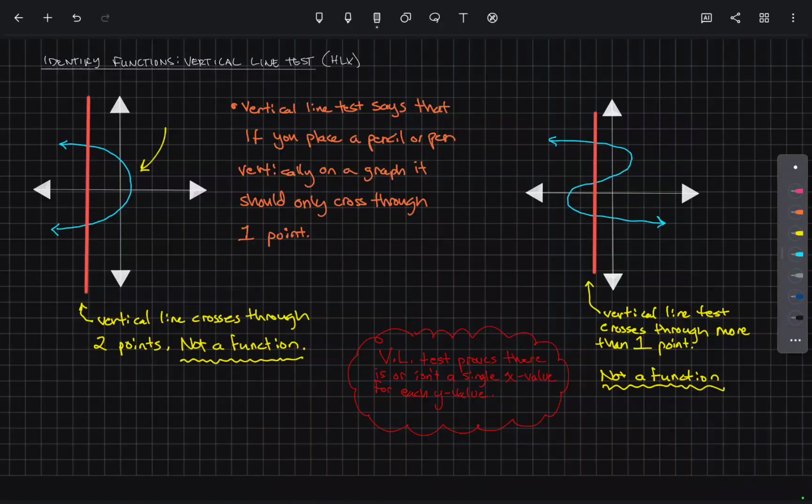And as a matter of fact, it's crossing through 3 points right now. I could go ahead and keep on replicating this, and look, it crossed through 3 points right there. Oh, well, what about right there? It only crosses through 1 point.